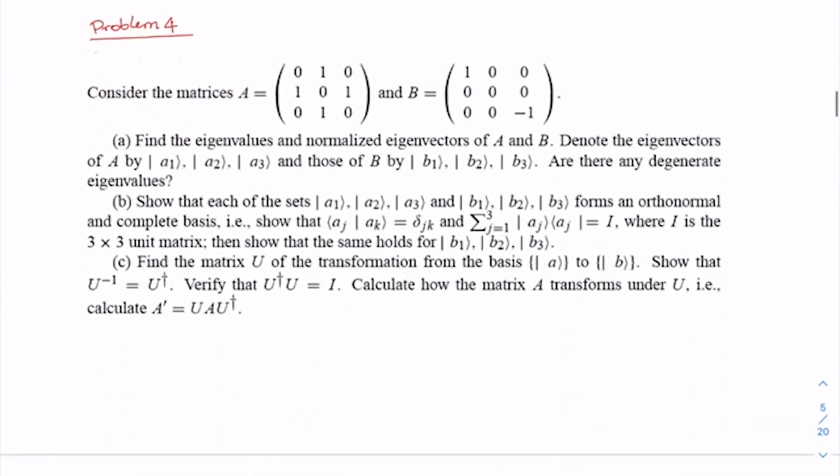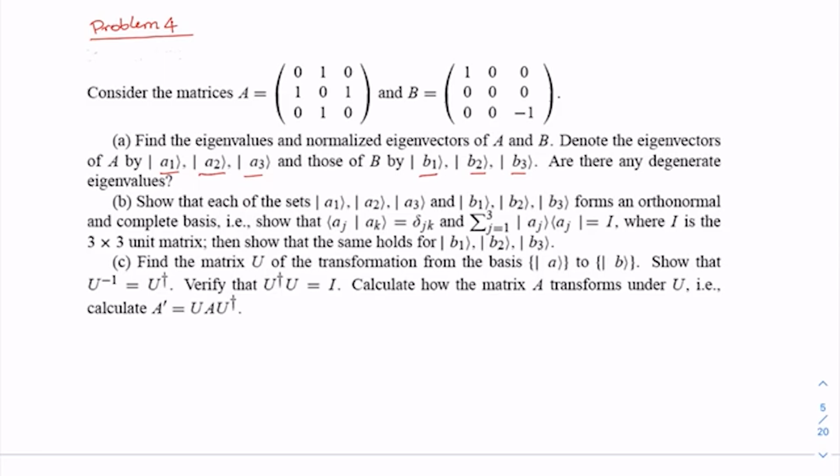Now let us work out this particular problem. You are given two matrices A and B, and in the first part of the problem, it is asked to find the eigenvalues and normalized eigenvectors of A and B. Denote the eigenvectors of A by ket A1, ket A2, ket A3, and those of B by ket B1, ket B2, ket B3. Are there any degenerate eigenvalues?